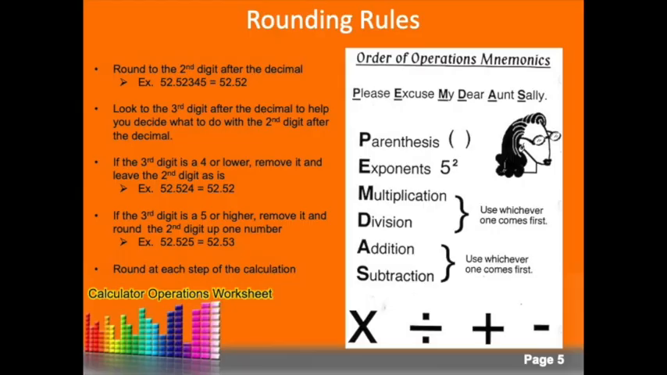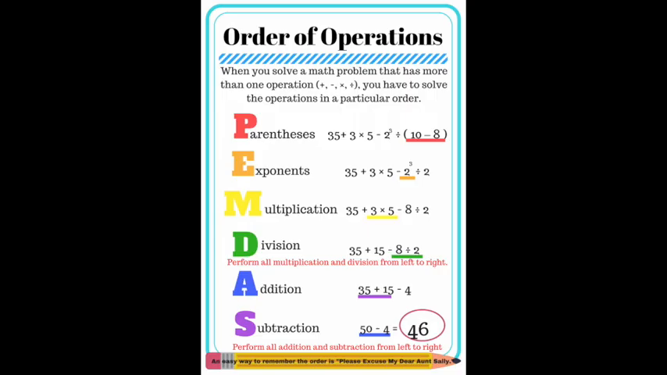Okay, so you're going to need the worksheet titled Calculator Operations, and we are going to be using that to practice the order of operations. As you see it there on the slide, please excuse my dear Aunt Sally is the acronym, and that stands for parentheses, exponents, multiplication, division, addition, and subtraction. So as a quick reminder, we do parentheses and exponents first. In terms of choosing between which one we're going to do, we always do parentheses first and then exponents. And then in terms of choosing between multiplication and division, we do whichever one comes first, and by first we mean going left to right, whichever one is on the left. And then addition and subtraction, same thing, whichever one comes first, going from left to right.